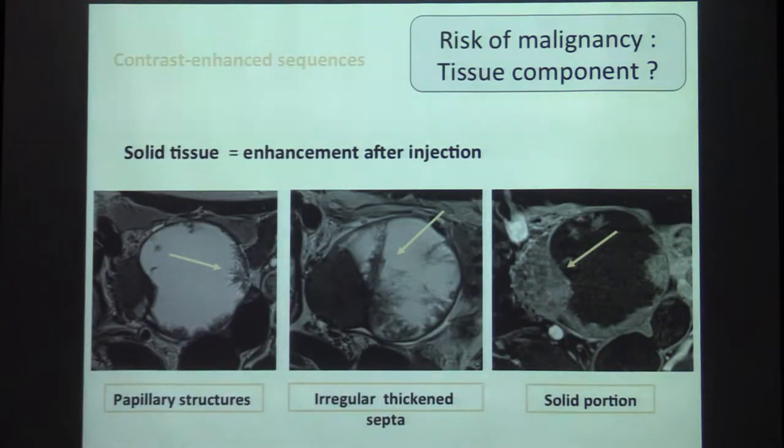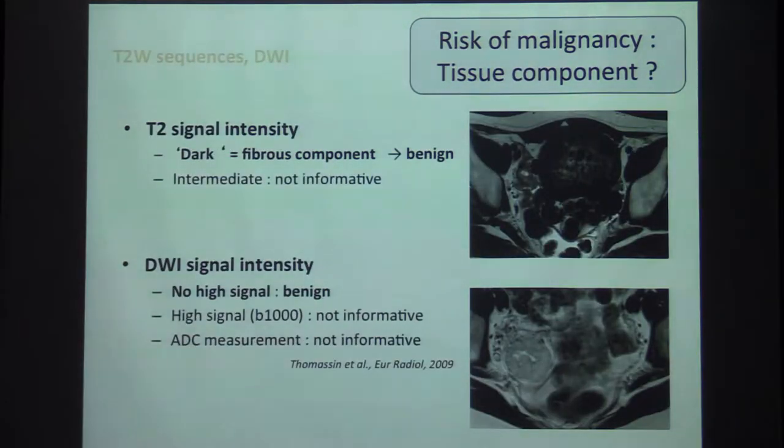When you have an internal enhancement, the question you have to answer is: is it a real solid portion? And the term solid tissue only includes these 3 features: papillary structures, irregular thickened septa, and solid portions. When you have one, you have to first characterize its signal in the T2-weighted sequences and in diffusion.